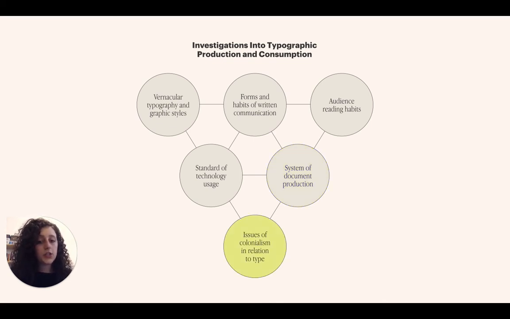And finally, issues of colonialism in relation to type. How have other groups imposed their ways of thinking onto that script, and what effects has that had? This is a particularly important item to consider when thinking about that concept of respect for that community. How has the script and language been altered in the past? How has this affected the minute details of their typographic practices? And how do the answers to these questions inform your own design choices, behaviors, and investigations?